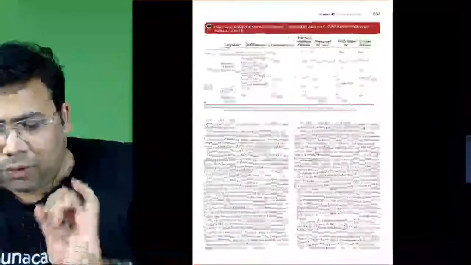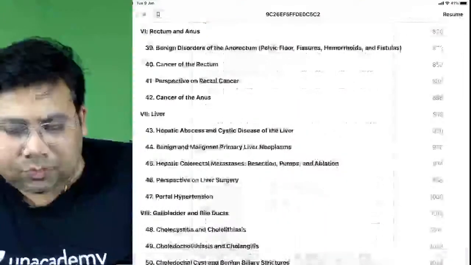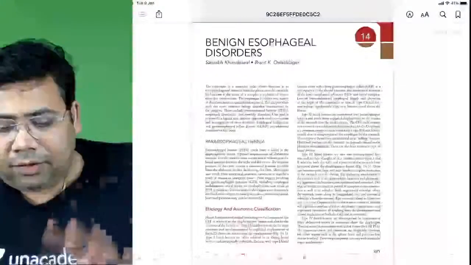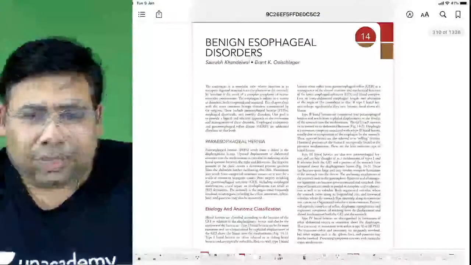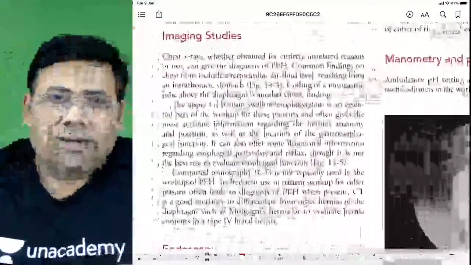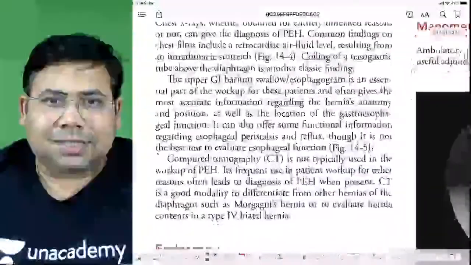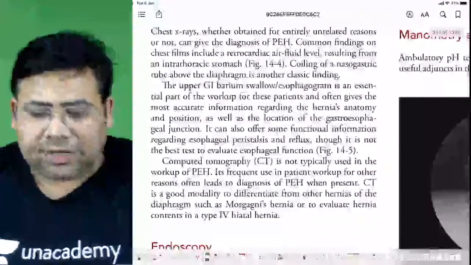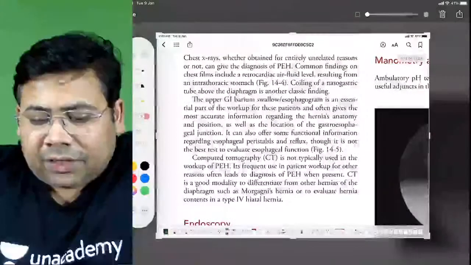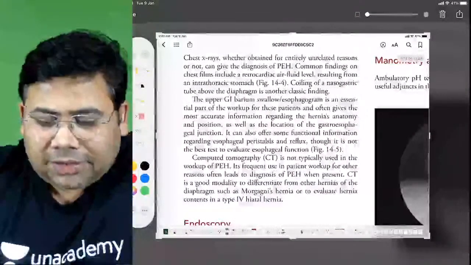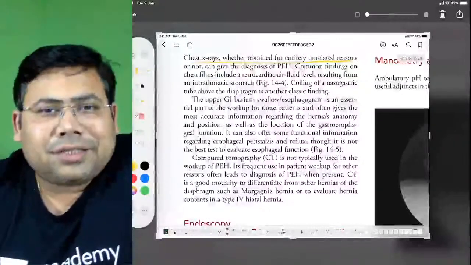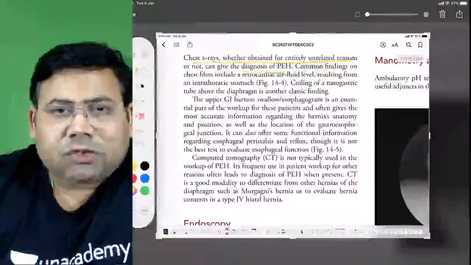If you still don't believe, I will take you to a book. This is Mangoe, one of the best books for surgery, GIT. Try to understand this. Imaging studies, I will increase the size of this column for you. Yes, let us try to read this. Chest x-rays, whether obtained for related or entirely unrelated reasons, can give you the diagnosis of PEH.